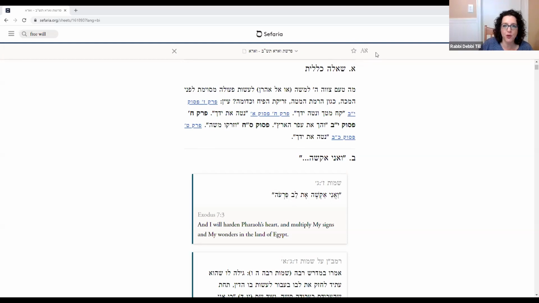Whatever you're looking for, you will find it, and it takes some getting used to navigating. You'll see up here, if you're not familiar with it, you can switch your language where texts are available between Hebrew and English if you click on either the A or the Aleph. Poke around on Sefaria. It's got great texts as well.